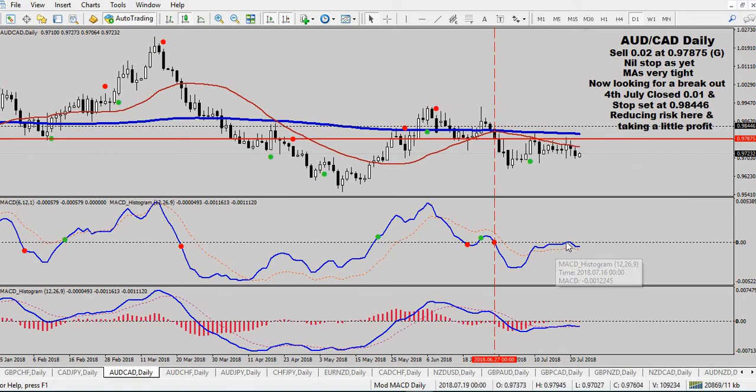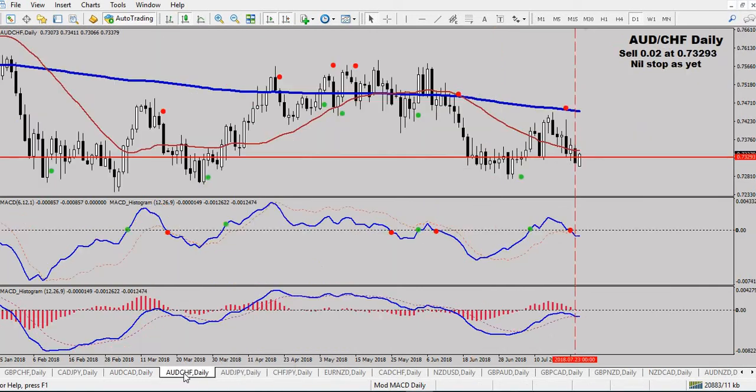Just meandering. Price, the fast MACD nearly went through the 0 level and is just hugging the 0 level at the moment. Look at the standard MACD. Sound like a broken record.